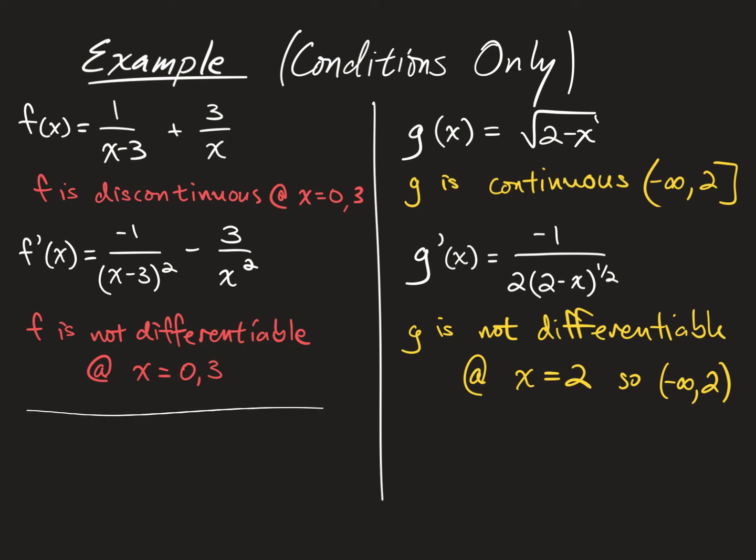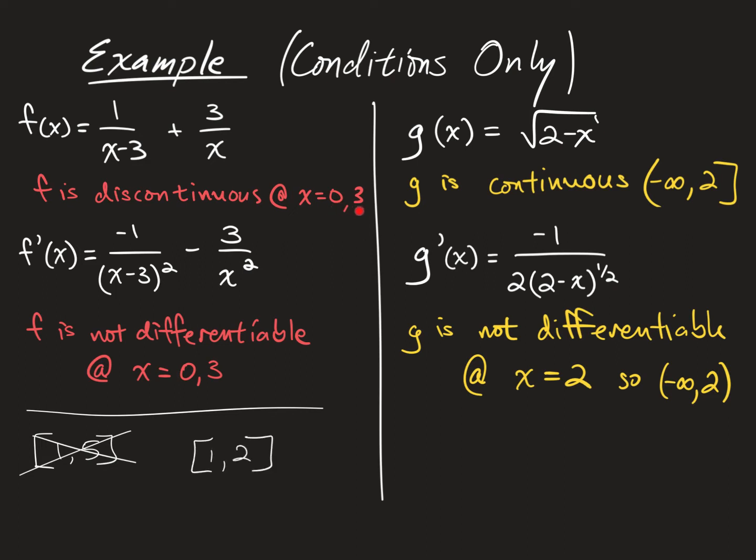Meaning if we had a possible interval like this, maybe 1 to 5, we would not be able to use the mean value theorem because the function would not be continuous on that interval. 3 is a discontinuity, and it is right in the middle of that. So maybe we try to find an interval. How about we go from 1 to 2? Will that one work?